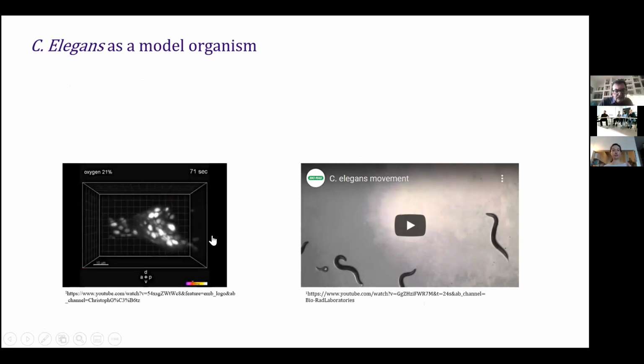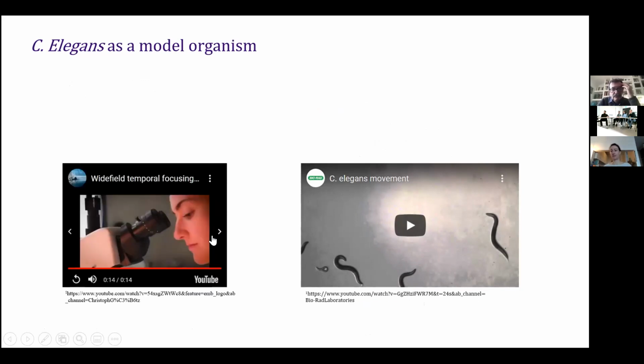So this is a video showing calcium imaging of the neurons in the C. elegans, so the interneurons. And since there aren't that many neurons, in this imaging they can sort of pick out the activity of the different neurons and label them.